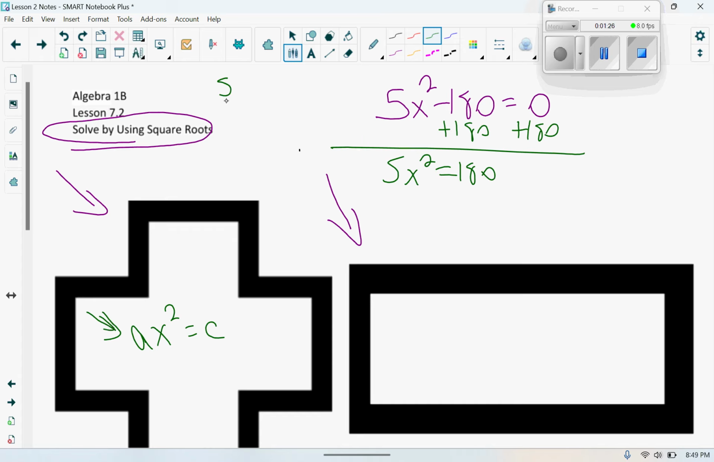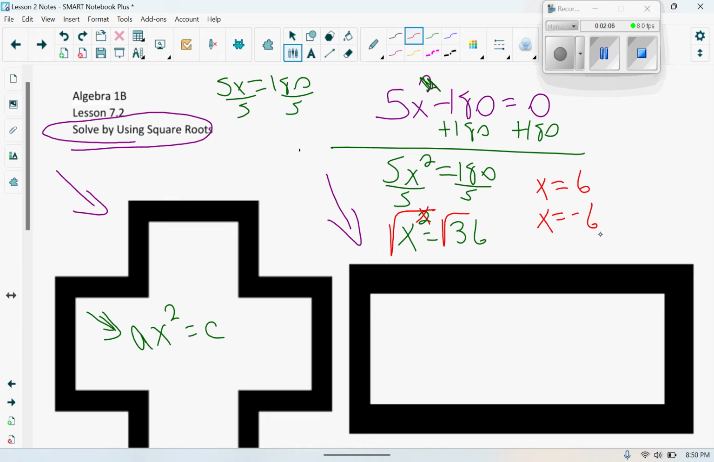So if you had 5x equals 180, and I told you to solve for x, what would you do? You would solve by dividing by 5. That's what we're going to do here. We're going to treat this as if that 2 isn't there until the very, very end. So I'm going to take 180 divided by 5, and that's going to be 36. And then our new step is I'm going to take the square root of both sides. So when you take the square root of 36, you get 6. But if it's an equation, you also get a negative 6.